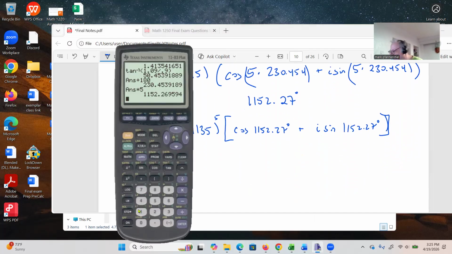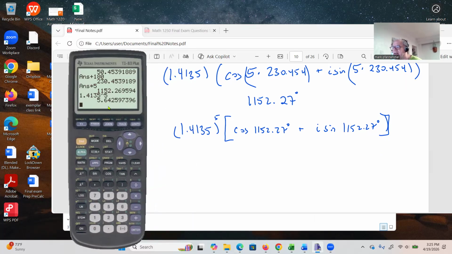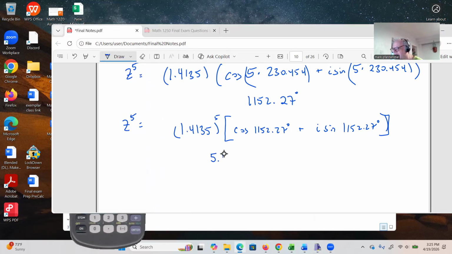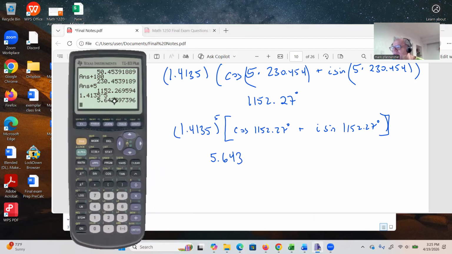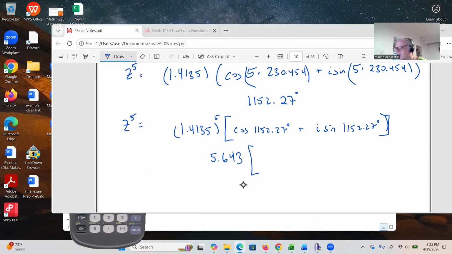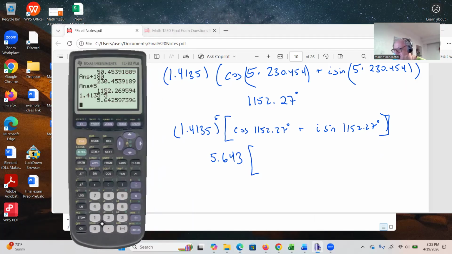Okay, so I'm going to go ahead and say we have 1.4135 raised to the fifth power. Okay, so we got 5.6... what are we going to? We'll do three decimal places. 5.643. And we're going to say that's going to be times the cosine, and we're going to write this down as a number.